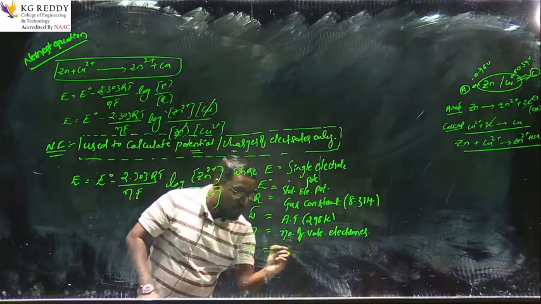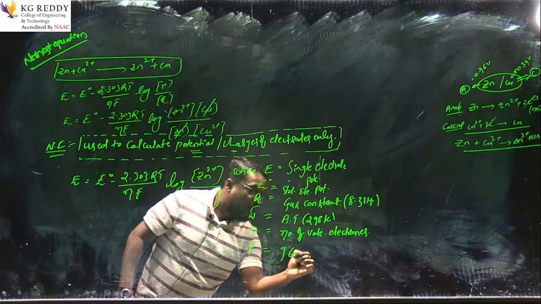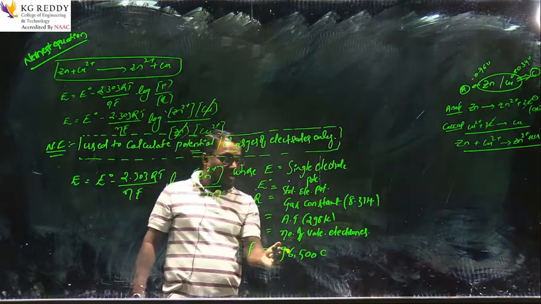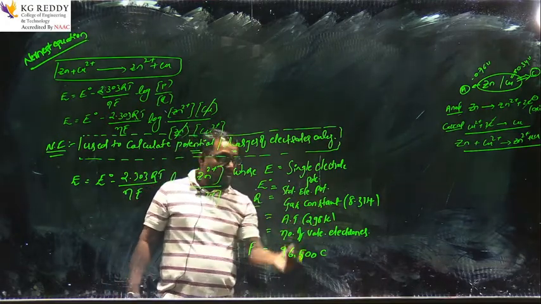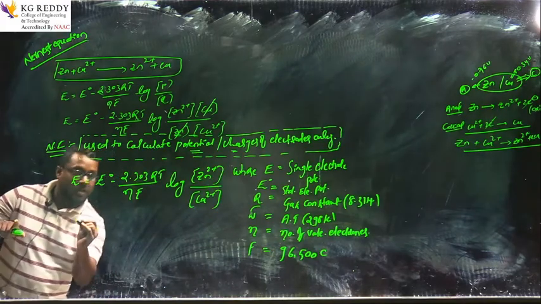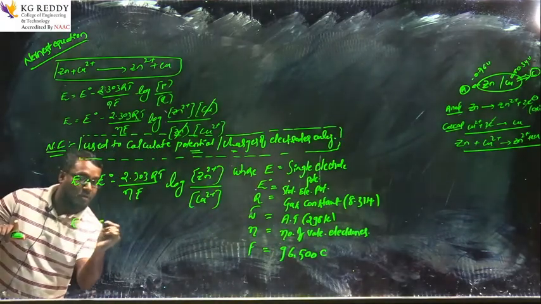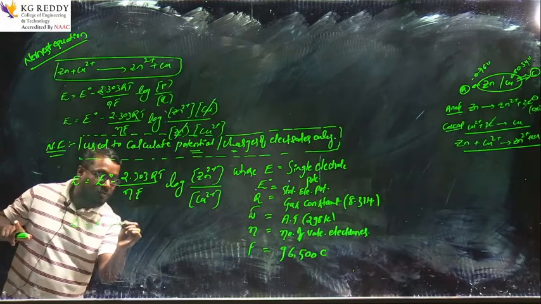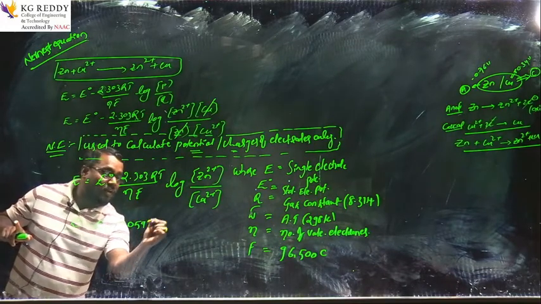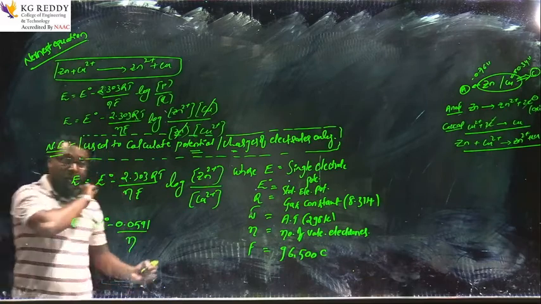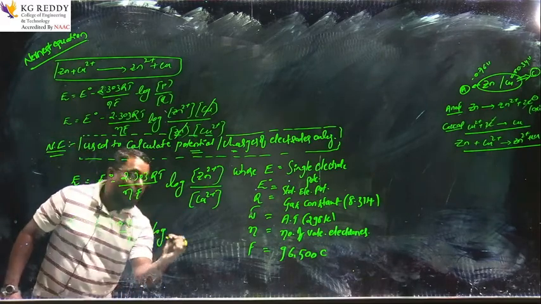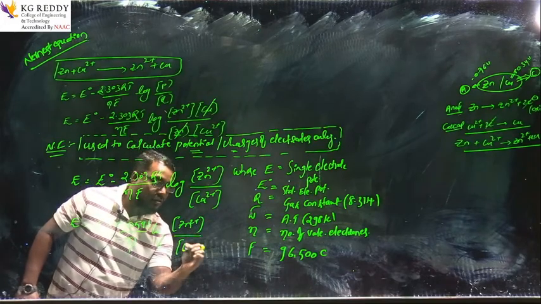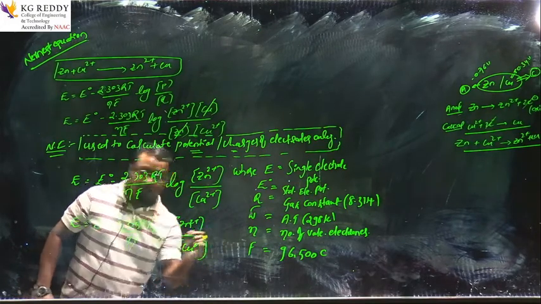F is Faraday. 1 Faraday is equal to 96,500 coulomb. You can substitute all the values, 298 and the gas constant value. So this equation will become E equal to E naught minus 0.0591 divided by n, log of concentration of Zn2+ by the concentration of Cu2+. This is the one equation.